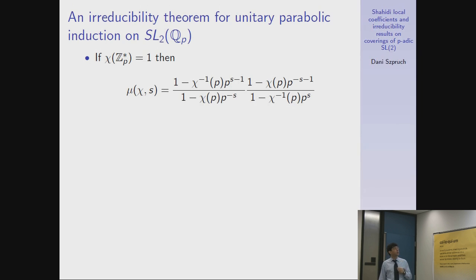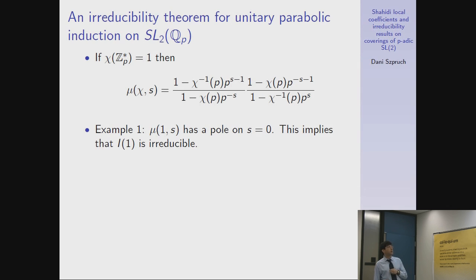Just to finish the story about the irreducibility, so this is our mu chi-s since we know Tate's local factor. So for example, if chi is trivial on the units, this is our rational function, meromorphic function, rational in p to the minus s. So for example, if you take chi to be the trivial character, then there is a pole when you plug in s equals 0, right? Because you have here 1 minus 1, right? So this implies that I1 is irreducible.